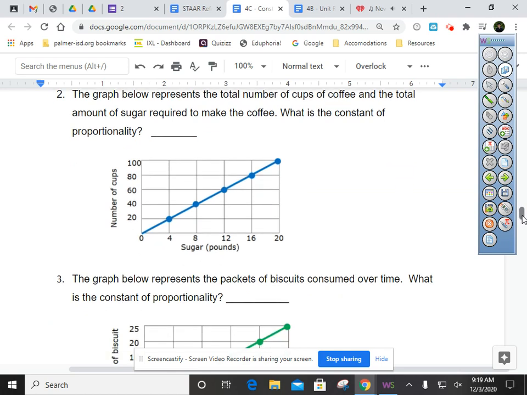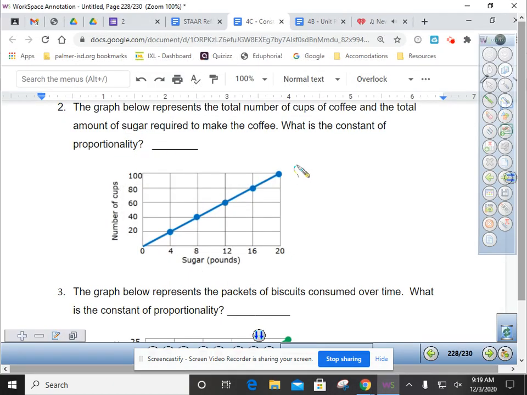The graph below represents the total number of cups of coffee and the total amount of sugar required to make the coffee. What is the constant of proportionality? What is the formula? K equals Y over X, Y divided by X. This is our X. This is our Y. You can use any point where they cross. I just like to use the smallest one because I think that's easiest. Where does it cross Y? 20. Where does it cross X? 4. And what is 20 divided by 4?